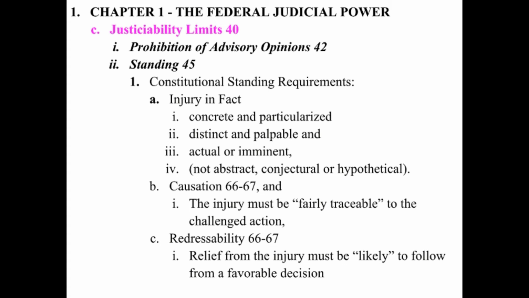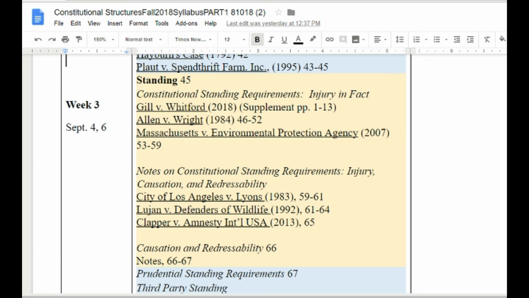For causation, we now know exactly what causation is. The injury must be fairly traceable to the challenged action, and now we know exactly what redressability is, where relief from the injury must be likely to follow from a favorable decision. So now we have a clear understanding of what constitutional standing is, what the three elements required are, and how an injury in fact has three separate elements that have to be satisfied.